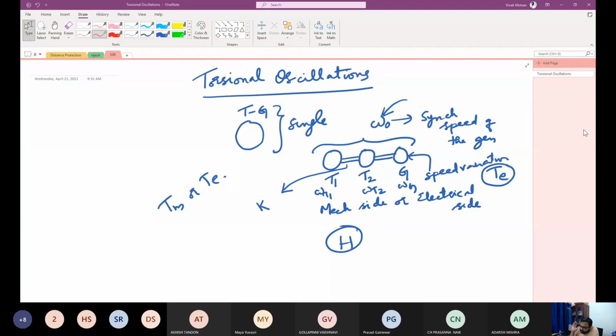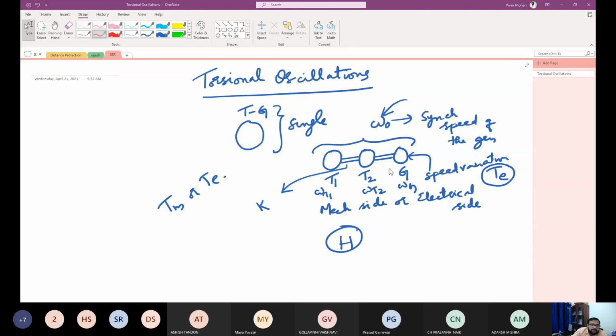Sir, let's suppose there is some torsional oscillation for a small period of time between T1 and T2 and between T2 and G. So the adverse effects will be more in T2 and G, right? That we cannot say. That is what we actually have to study, the mode shapes.